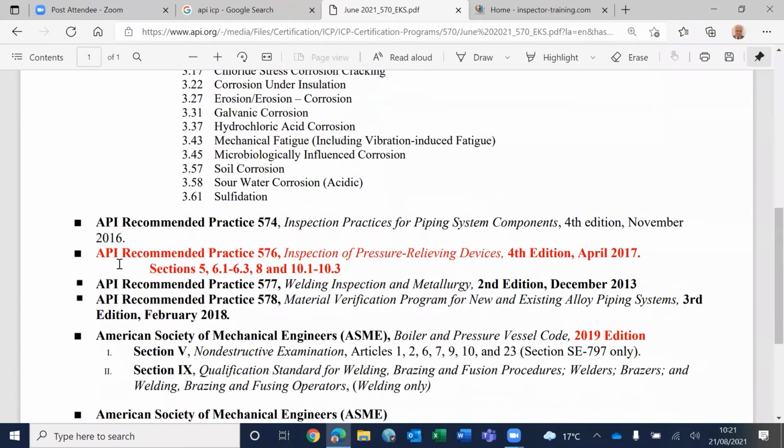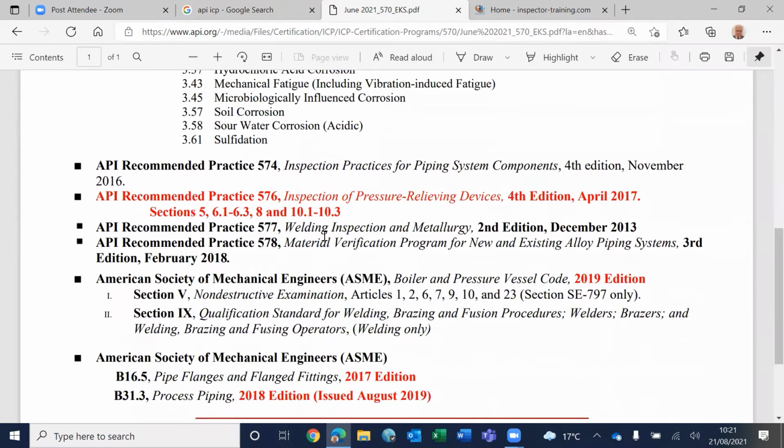Then as you see here, this is in red, 576. So that means this is a new document that has been recently introduced. Okay, so you have to study this for pressure relieving devices. And then 577, welding inspection and metallurgy. Now, some of you are welders, welding inspectors, but this is actually written with operational maintenance and repair in mind, not with fabrication welding inspection. And you have to study this, I would suggest, in conjunction with ASME section 8.9, which is the code.